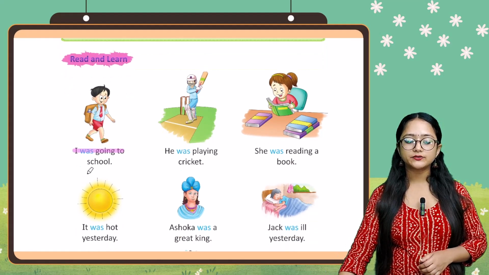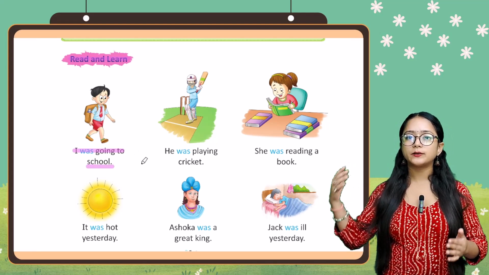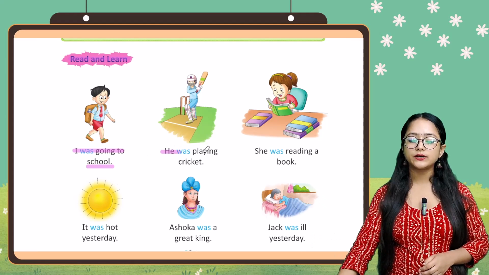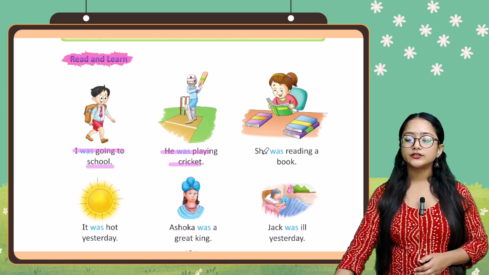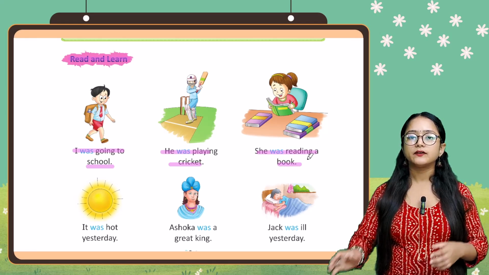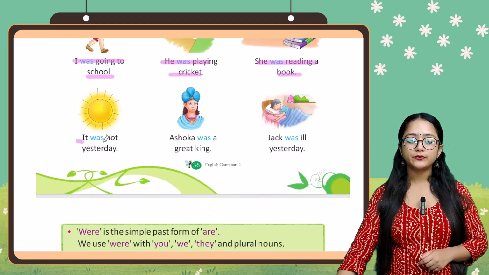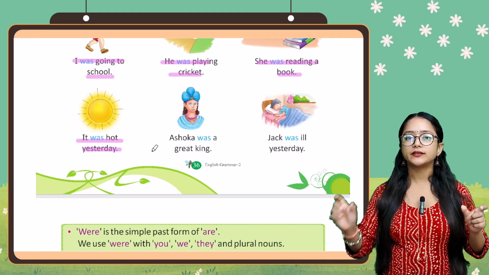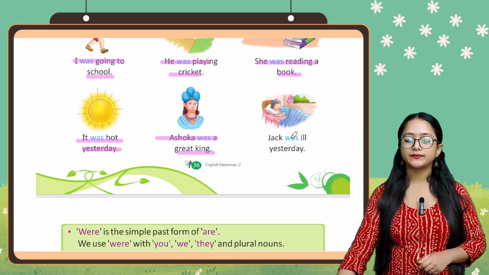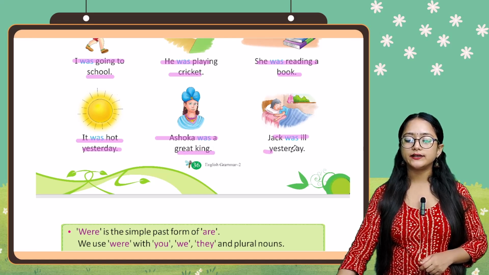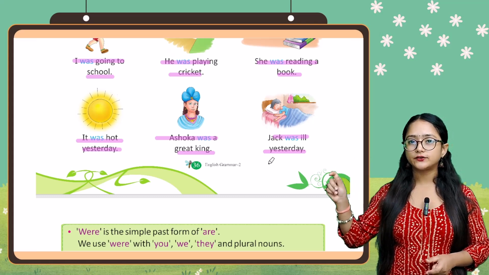I was going to school. So with I you're gonna use was, and it is talking about the past time. Next one, he was playing cricket. With he also you're gonna use was. Next one, she was reading a book. With she you're gonna use was. Next is, it was hot yesterday. With it you're gonna use was. Next, Ashoka was a great king. Next, Jack was ill yesterday. So here also you can see the singular person over there and you have to use was.